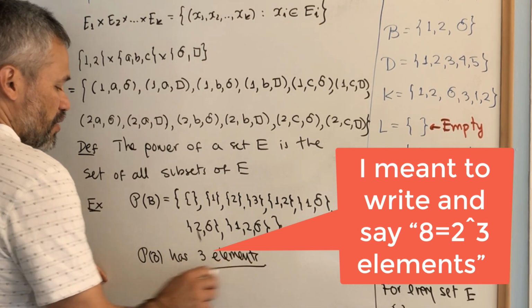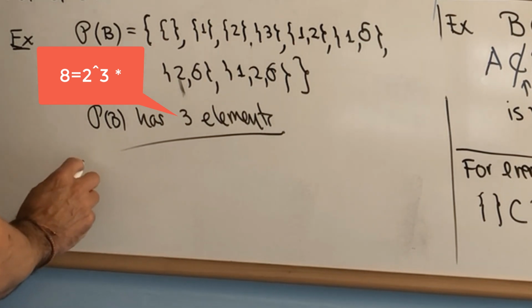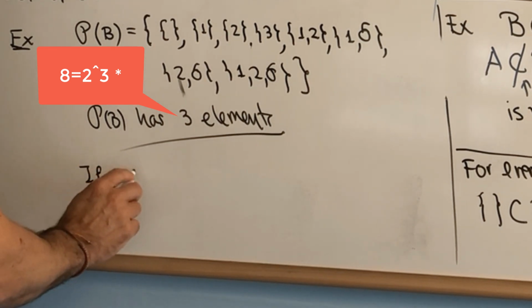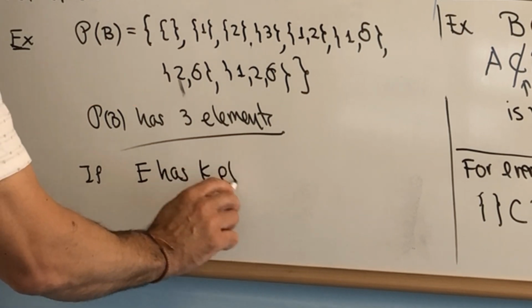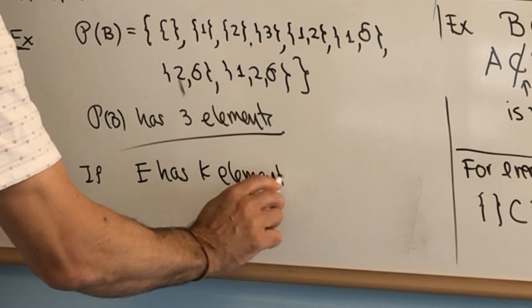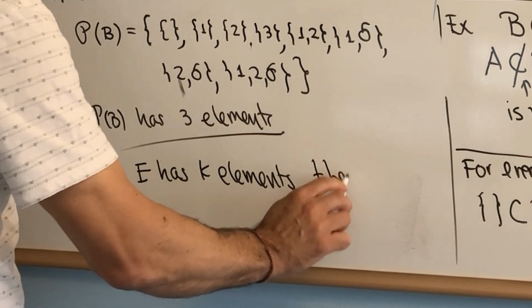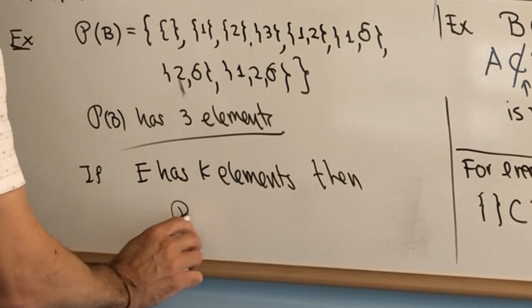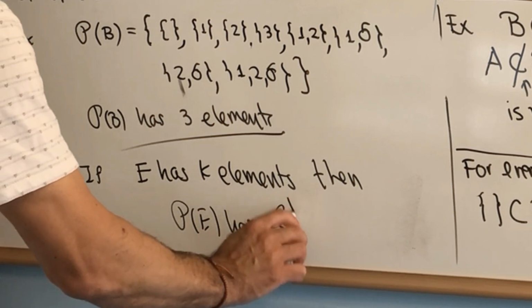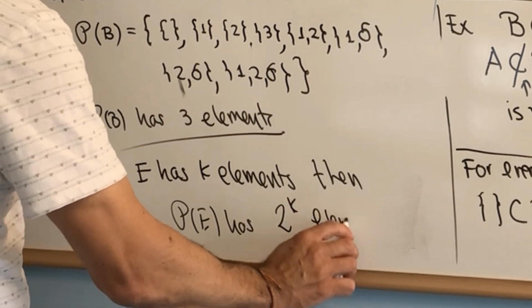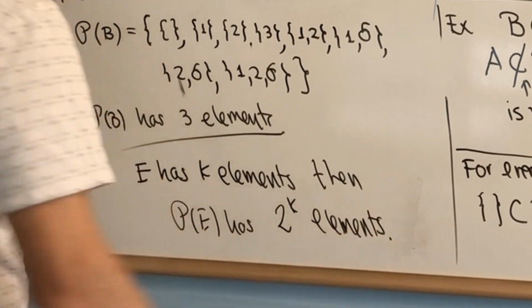In general, we can check that if E has k elements, then the power of E has 2 to the k elements.